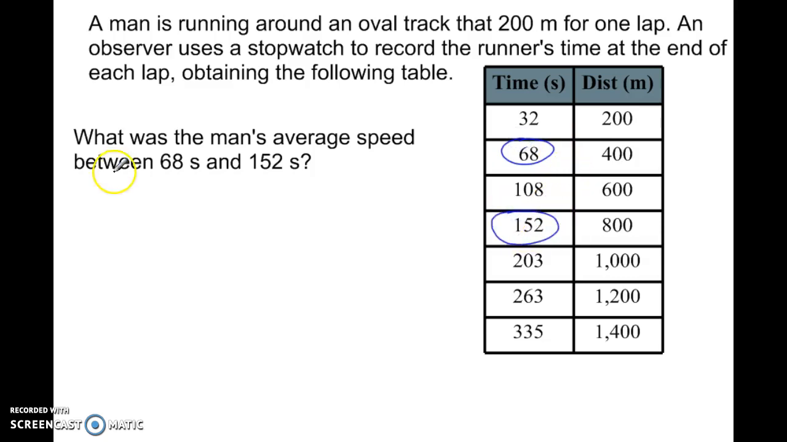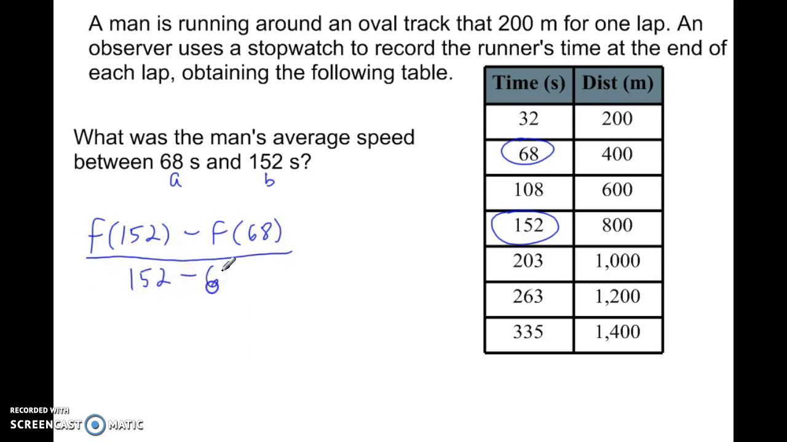So let's just use the formula, right? Let's call this our A and this our B. So this would be f of 152 minus f of, I guess, 68, over 152 minus 68. And so I'm just going to plug this into the f function. Oh, wait a second. We don't know what the f function is. So this is going to be a little tougher. You have to think about it.